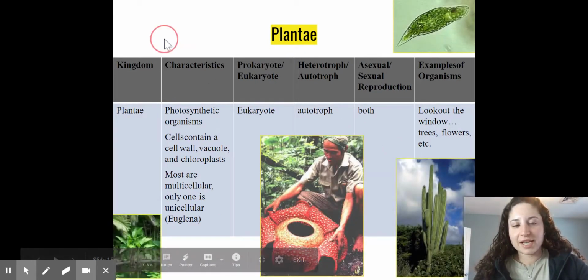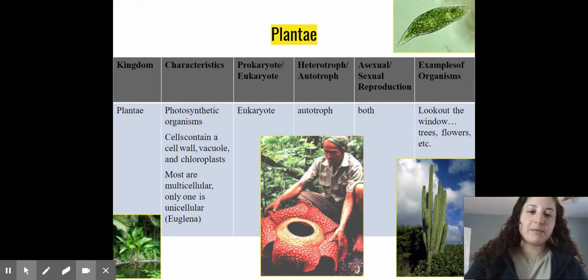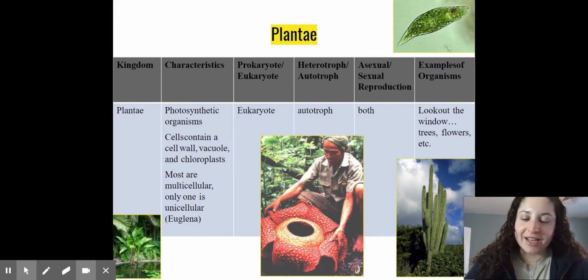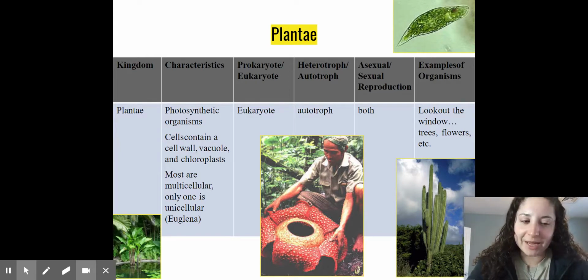All right, so next up we have the kingdom of plants, or Plantae. The defining feature for plants is that they photosynthesize. Most of them are multicellular. There is one called euglena that is unicellular, and sometimes, depending on the year, it's classified as a plant. Sometimes it's classified as a protist. That's what I mean with the protists, where we want to put them in a category, but we can't.